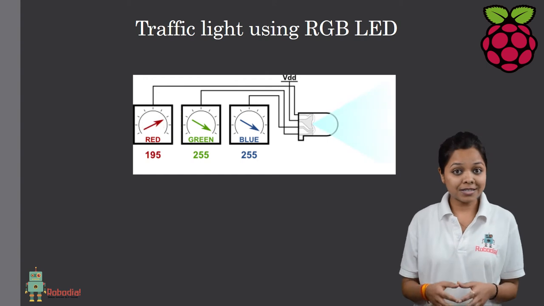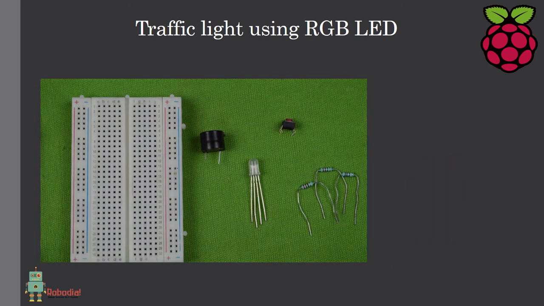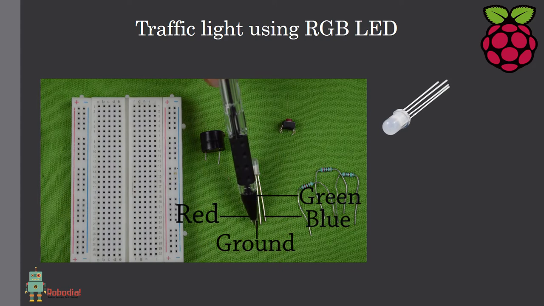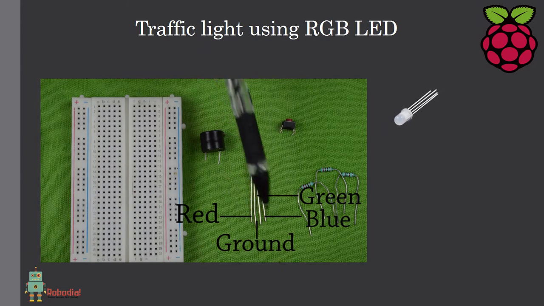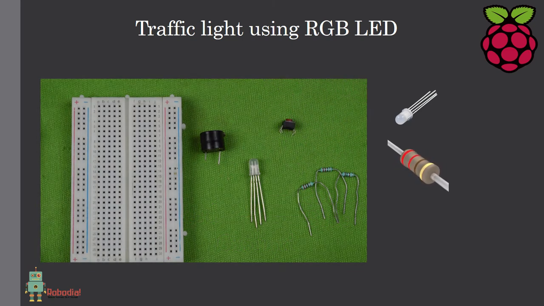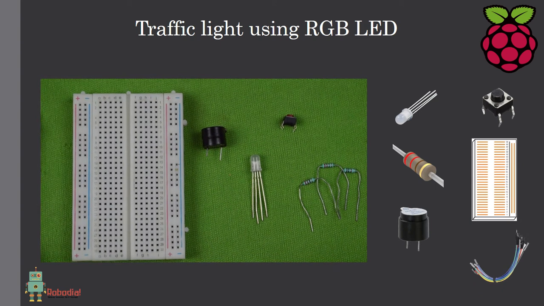So first thing first, let's see the component required. So these are my components. You are seeing the RGB LED which has four legs. The longer one is for ground and the other one is for red, green and blue. We also need three resistors of 220 ohm, one buzzer, push button and breadboard with some connecting wires. So let's see the connections.